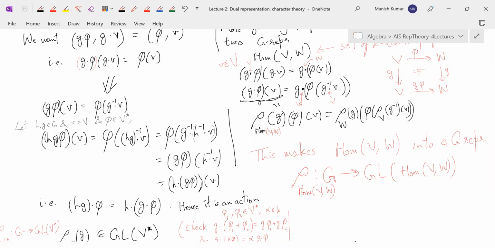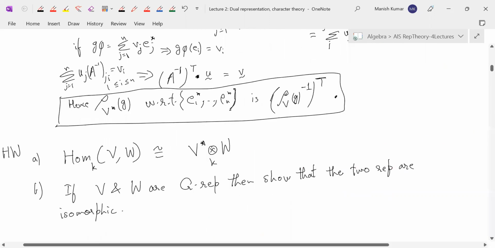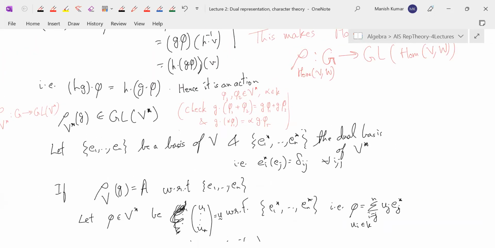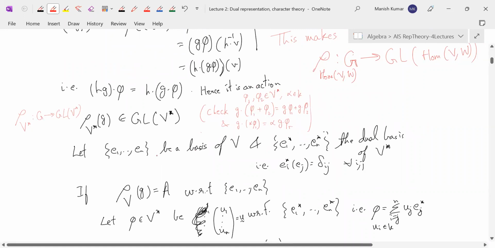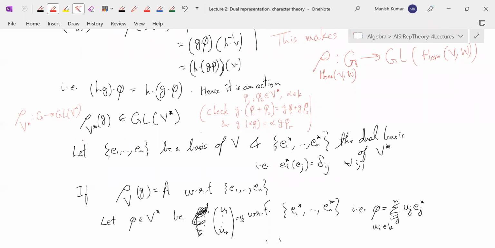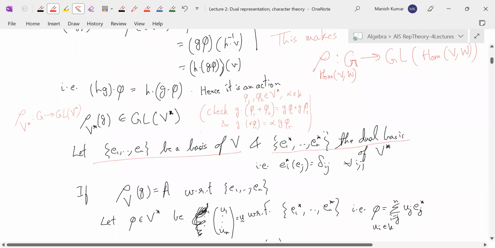So now let's try to understand the matrix of the dual representation. So suppose we have a basis e1 to en of V. Now our objective is to understand this linear map. For each g, we get a linear map of V dual. So we want to understand these linear maps. So now suppose we are given a basis of V, then we can find a dual basis of V star, e1 star to en star. So dual basis by definition, what it means is we choose those functions which are like this: e_i star of e_j is delta ij.